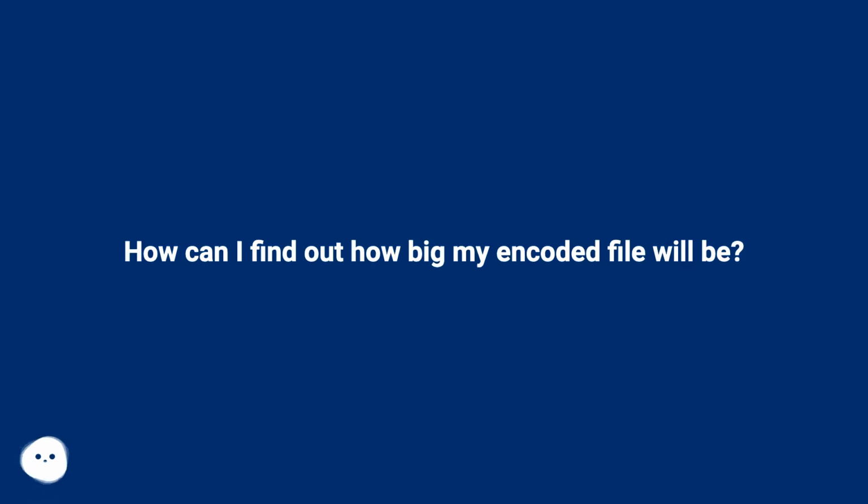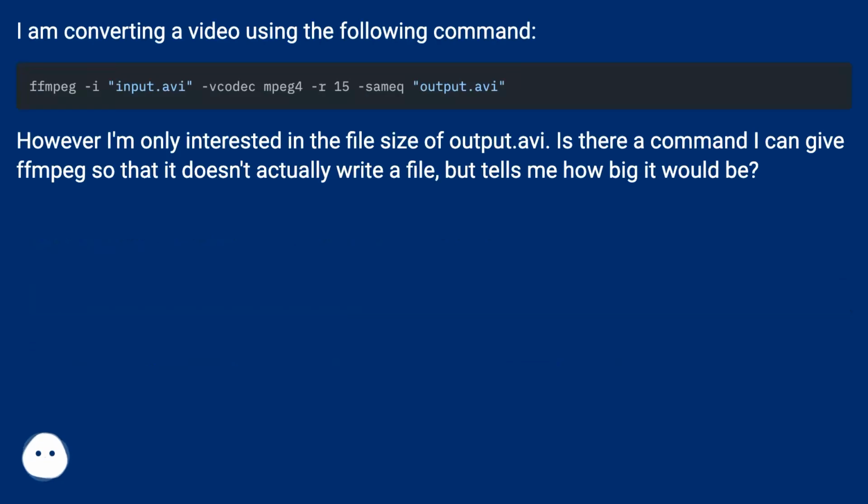How can I find out how big my encoded file will be? I am converting a video using the following command. However, I'm only interested in the file size of output.avi. Is there a command I can give ffmpeg so that it doesn't actually write a file, but tells me how big it would be?